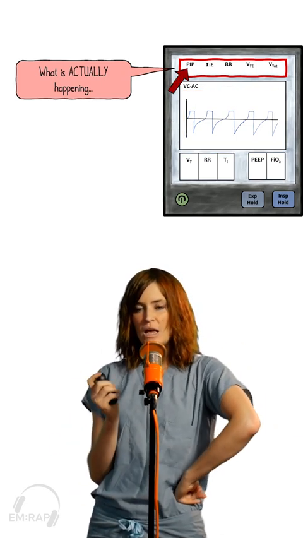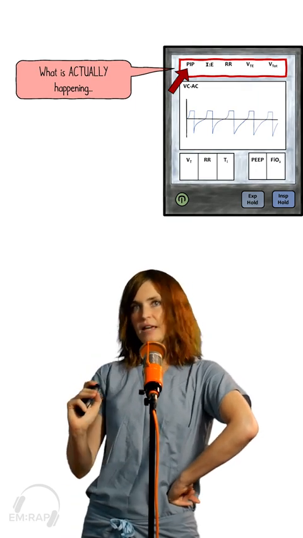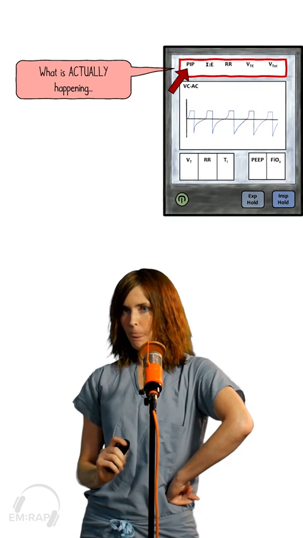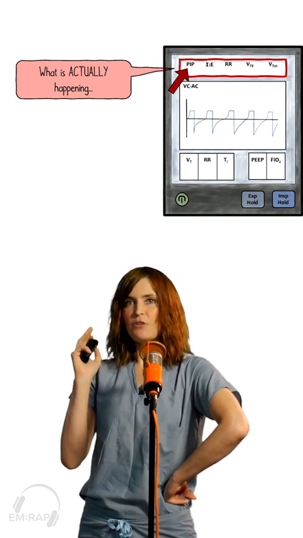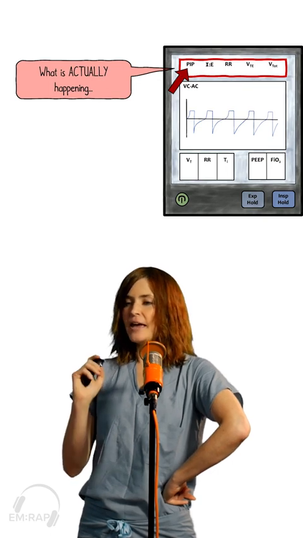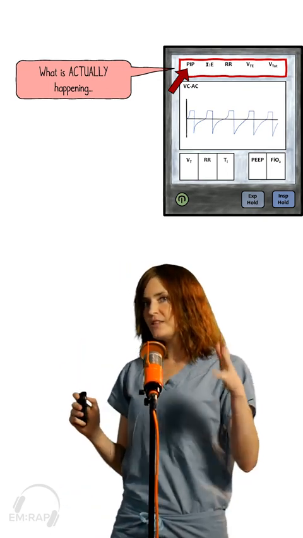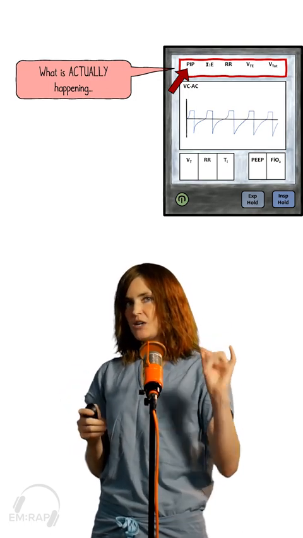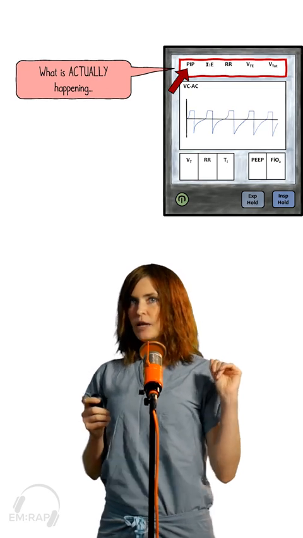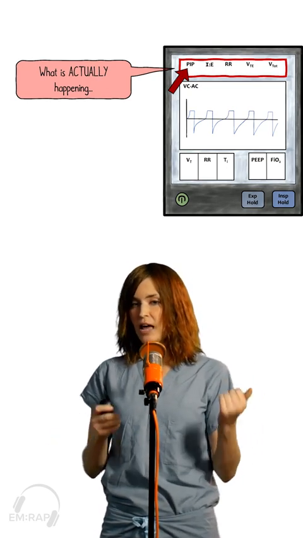So if we look at what's actually happening, one of the most important things on a volume control mode is your peak inspiratory pressure, right? So we have our peak inspiratory pressure, and that's one of the things I look at first. But as we talked about in the Vents 101 troubleshooting section, it's a little more complicated because just looking at that number does not give you all the information you need to understand what's actually happening.